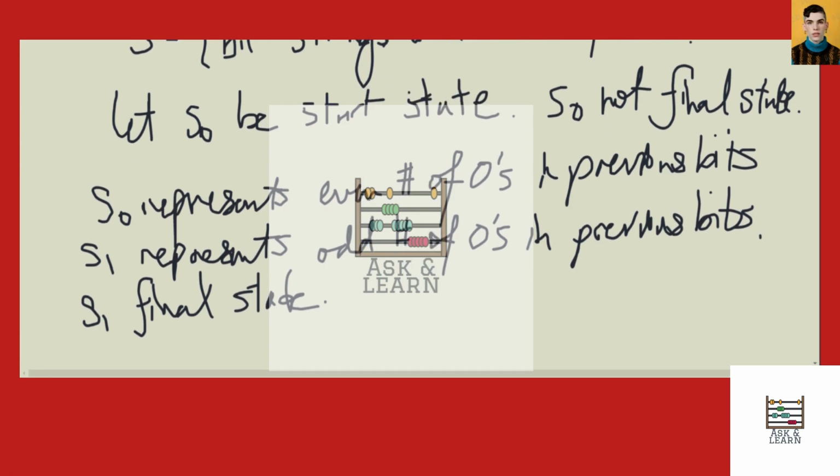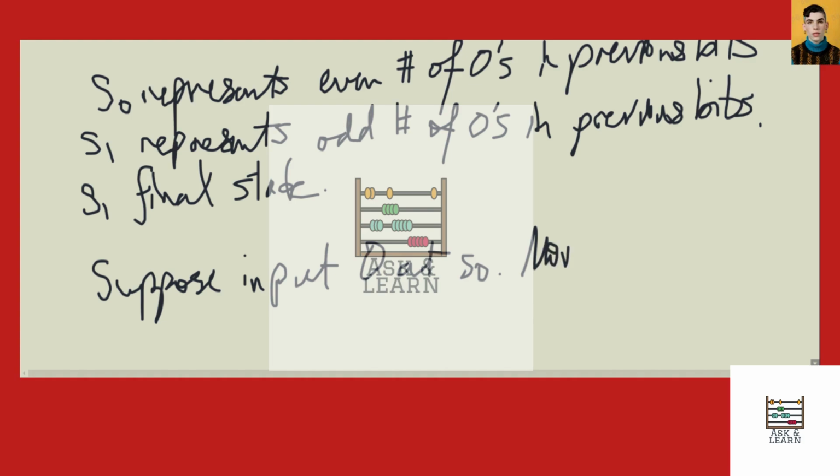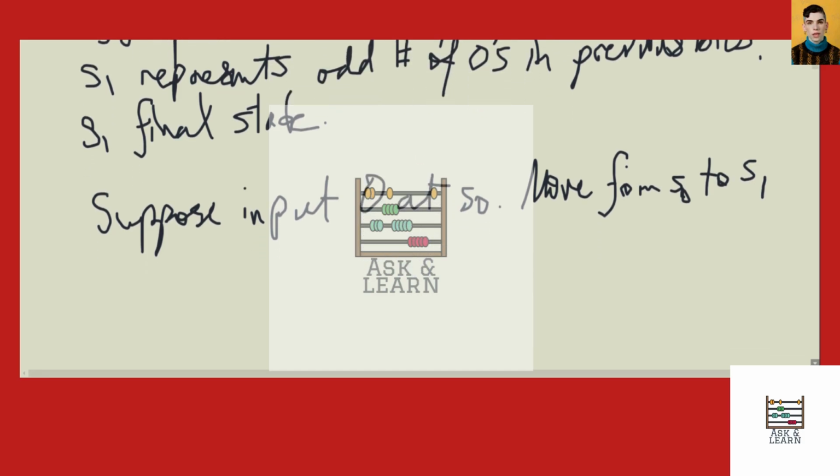Now let's consider the transitions. Suppose that we're at S0 and the input is a 0. Then we're going to move from S0 to S1, since the total number of zeros increases by 1, and we had an even number of zeros, so the total number is now an odd number of zeros.